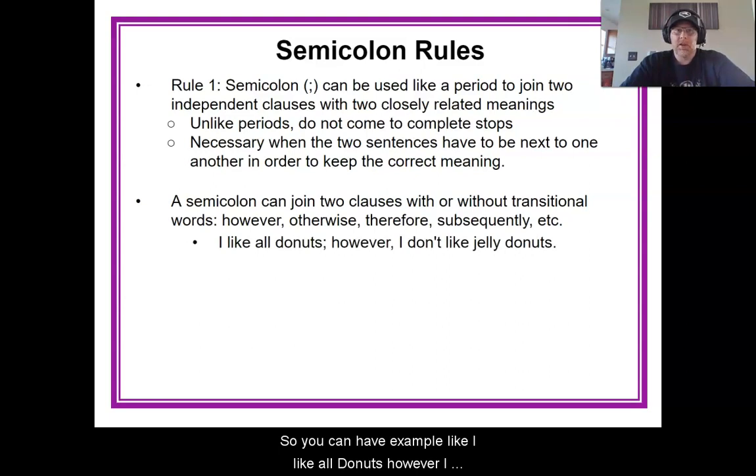So you can have an example like, I like all donuts; however, I don't like jelly donuts. Notice how these two sentences are connected. They're both about donuts, okay? And so I can put the semicolon between those two sentences in order to connect them and have a connected meaning.